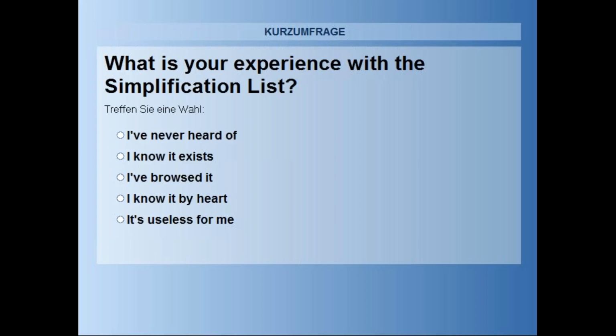Since we already have a question on this in the questions room here, how to obtain the simplification list. The simplification list is available on help.sap.com, just on the help page for S4HANA. I think it's on the very top of the resources there.